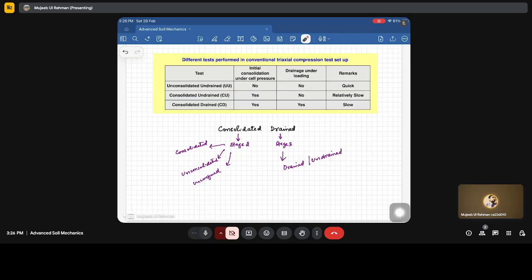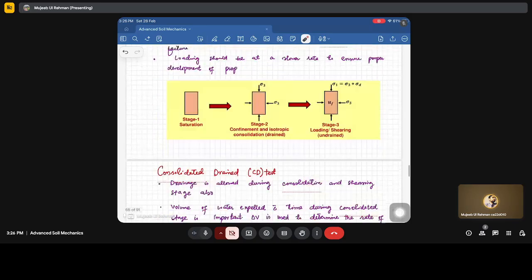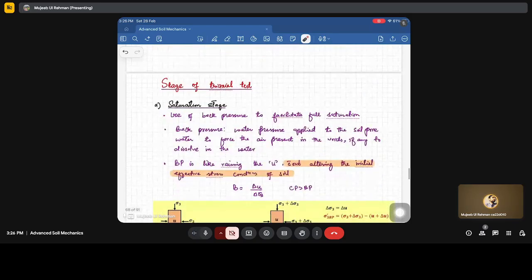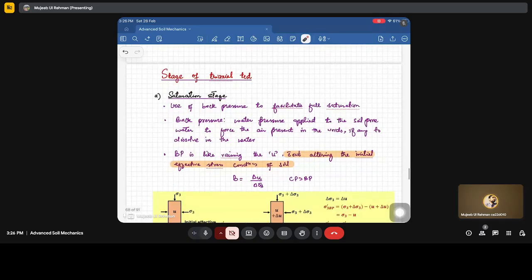There is no concept of the consolidation stage, or of drained and undrained shearing. When we are doing undrained shearing, the drainage valve will be closed and we will directly shear the sample, correct? So these stages of triaxial are mainly for the CD and CU tests.